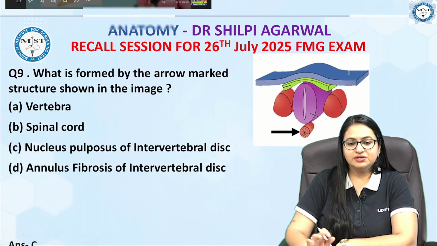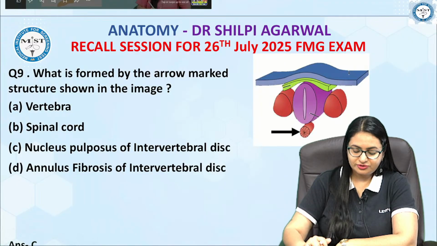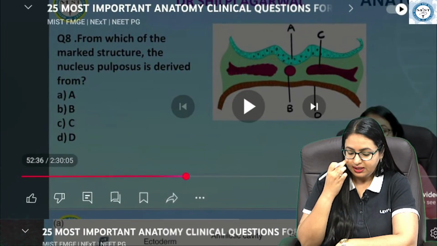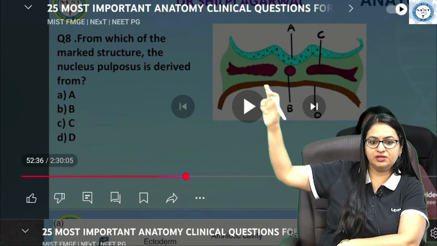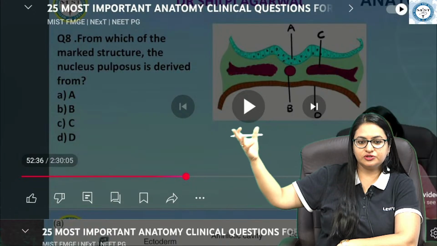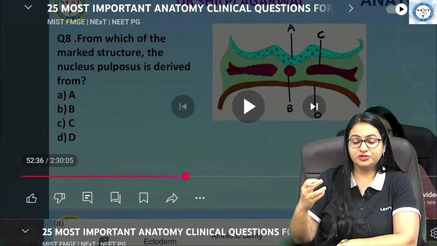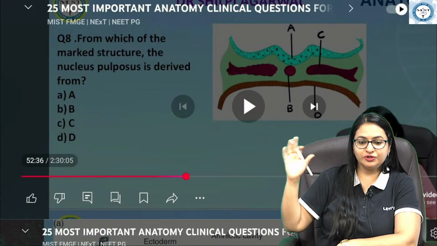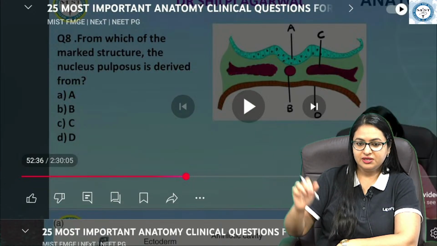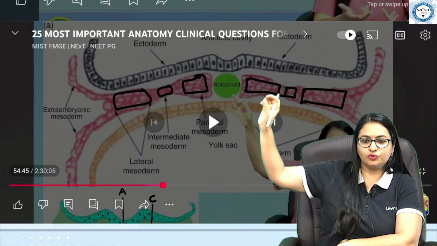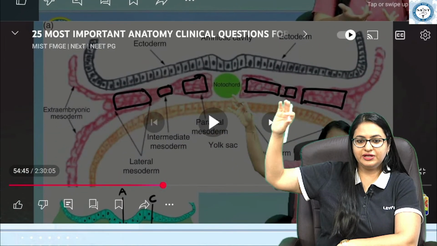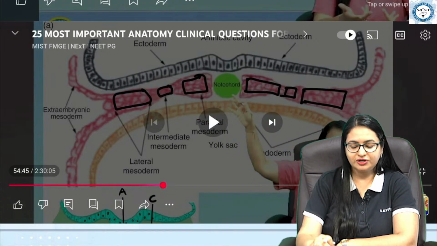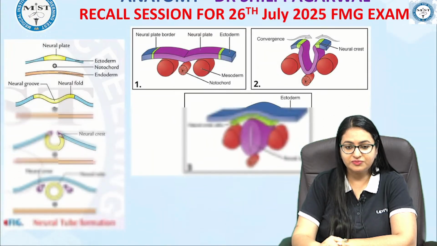Now, when you see this image, this is the embryological question. We discussed this question in the 25 important questions, and we mentioned this landmark B. We said: which of the marked structures is the nucleus pulposus, the central part of the intervertebral disc, derived from? At that point we mentioned the answer is B. Whenever you talk about this round structure here, that is the notochord, and on the sides is the mesoderm, the components of the mesoderm.